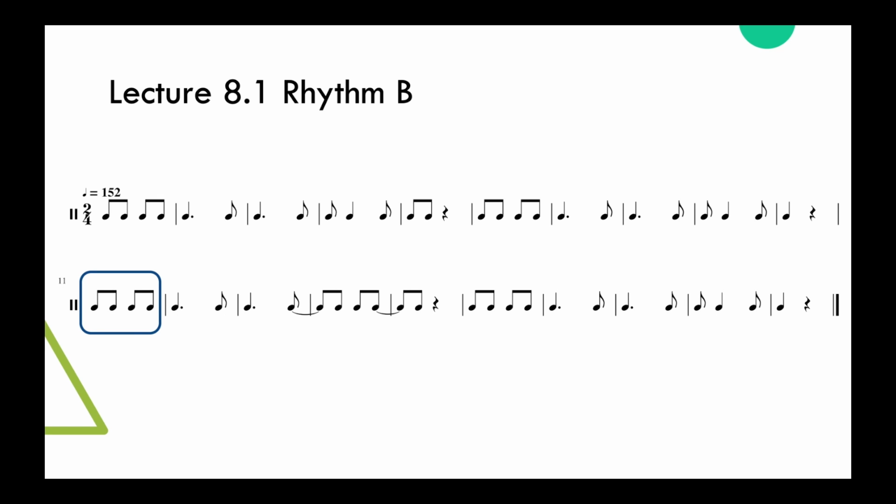Measure 11 has 2 eighth notes and 2 eighth notes. Next, I have a dotted quarter and an eighth note. And then I have a dotted quarter and an eighth note tied across the bar. That's going to be tricky.